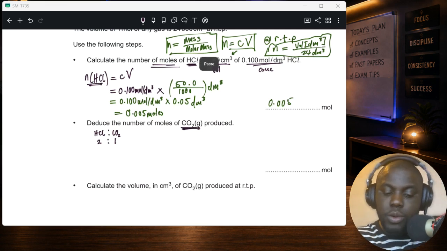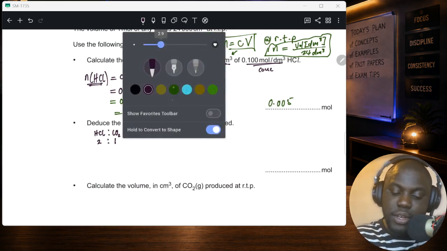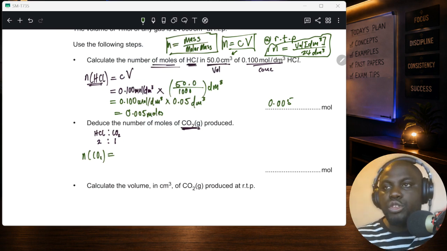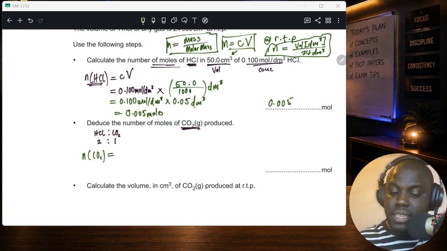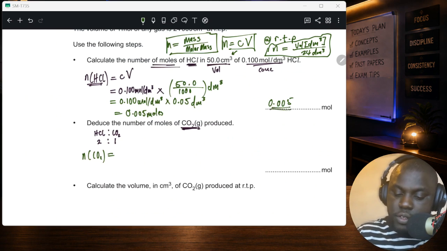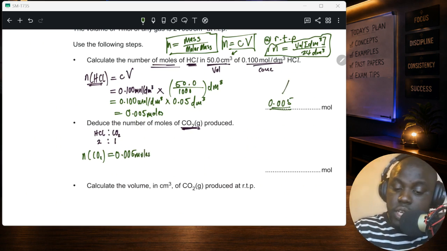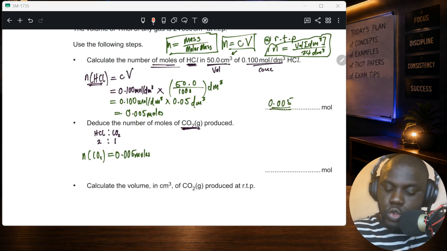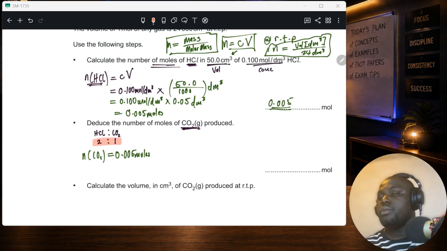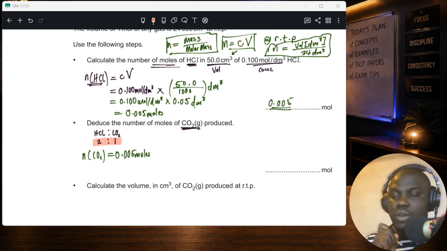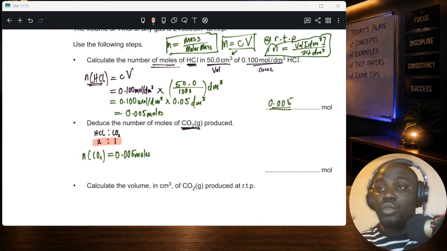So now we will say, because we are good at ratios, number of moles of CO2. The one you're looking for will be, you start with the number of moles of HCl because you just got them, 0.005 moles. Then what do you do? Because that's the one you have, you now go to the ratio. What do you do at the ratio? Divide by what you have, multiply by what you are looking for.